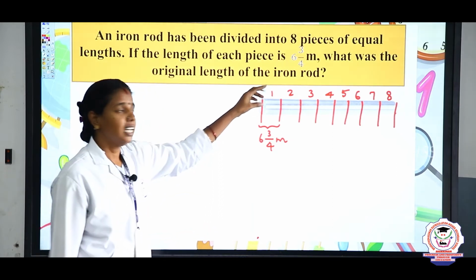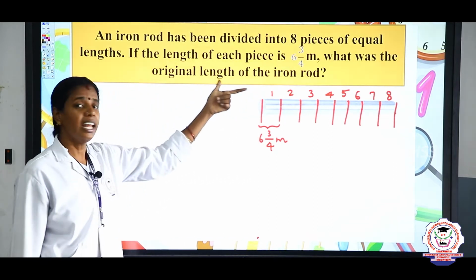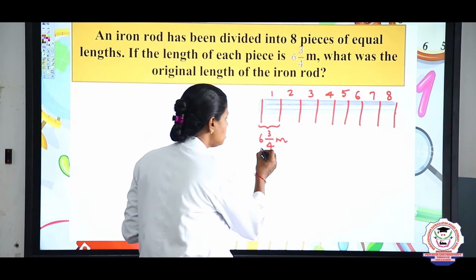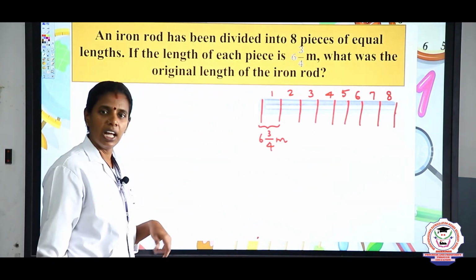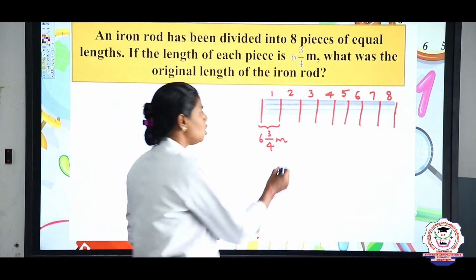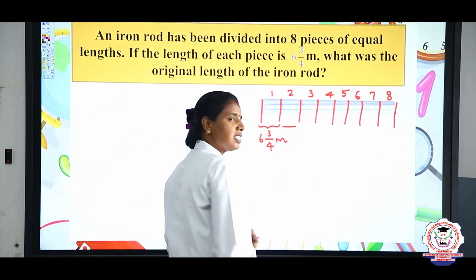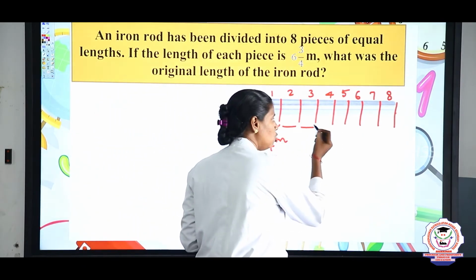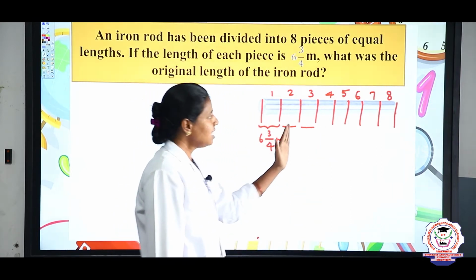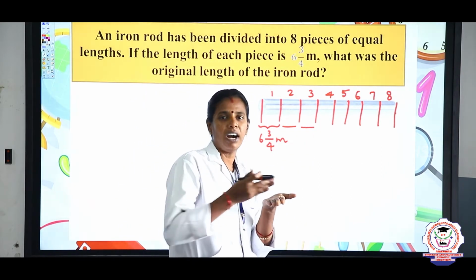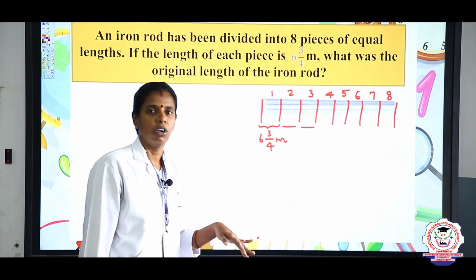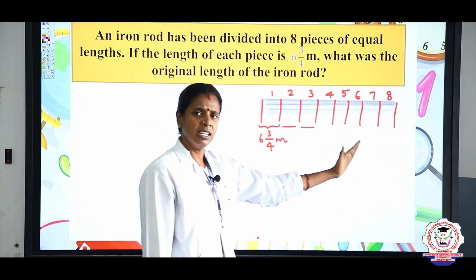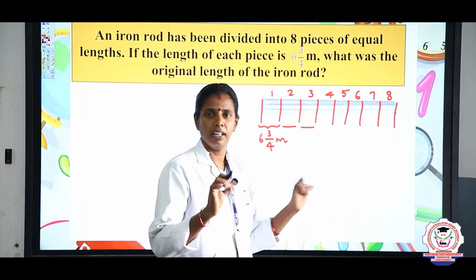What is the question? What was the original length of the iron rod? Original length in the sense from the beginning to the end. We want to measure the total length of the iron rod, okay. So, the second part also what? 6 3 by 4. The next part also 6 3 by 4. Like this, because it is equally divided, all the lengths of each part are 6 3 by 4. So repeatedly adding this, we can get the answer, the original length.